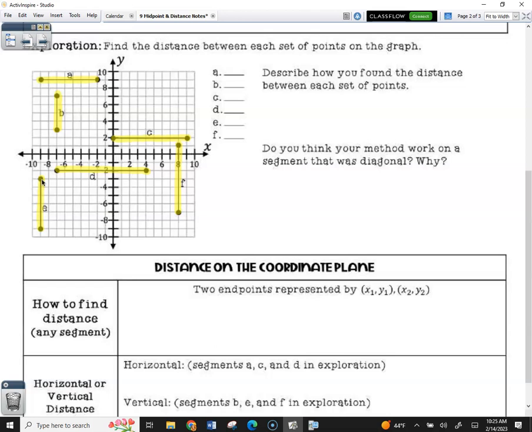Now what I need you to do, go back to this one. I need you to tell me the length of those lines. Well, it's just a matter of what? Counting. You're just counting. You're counting the units on the graph.